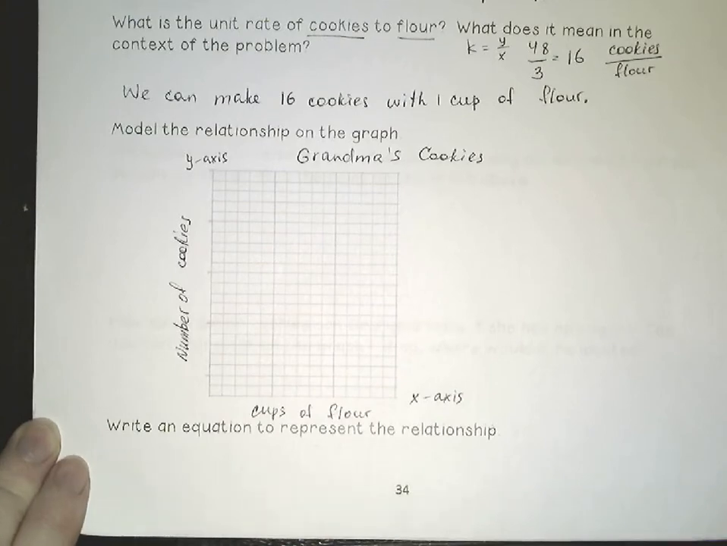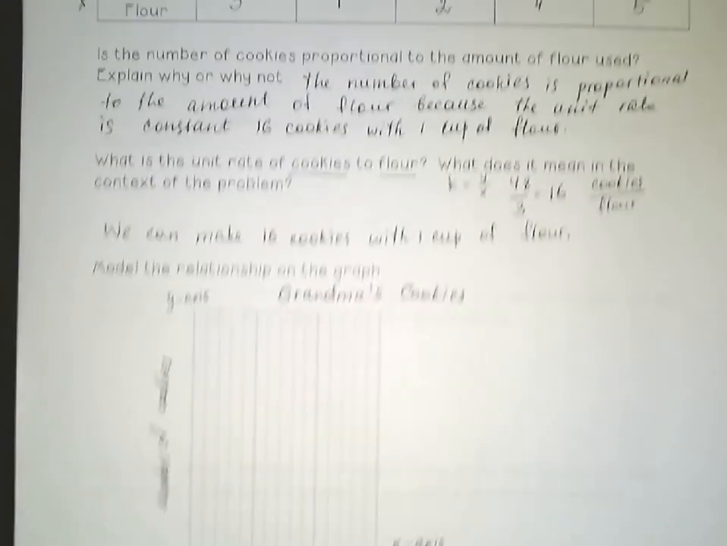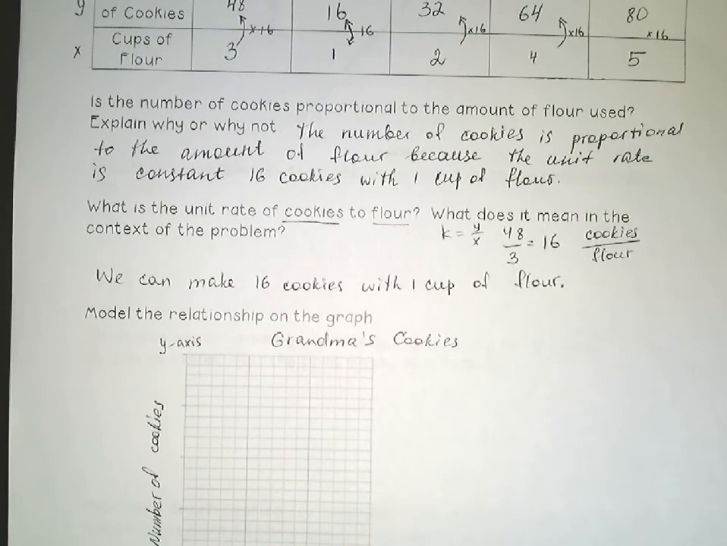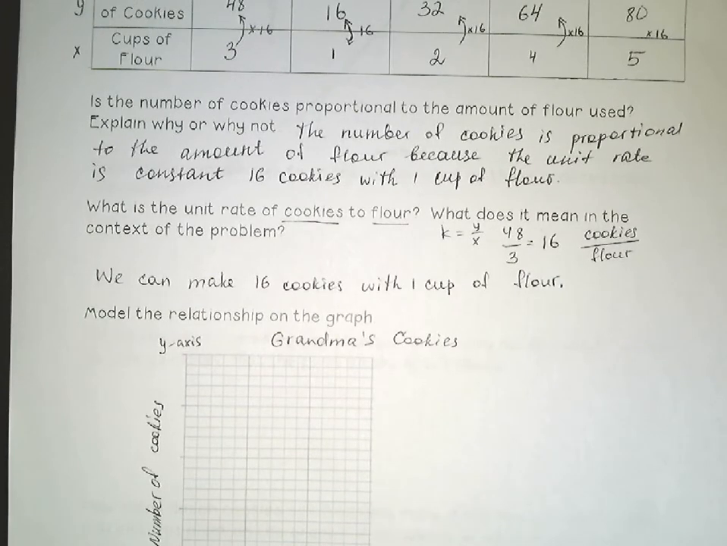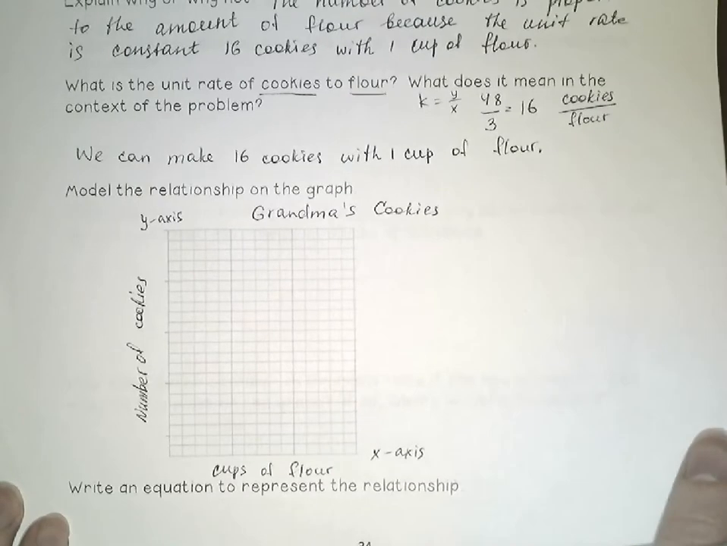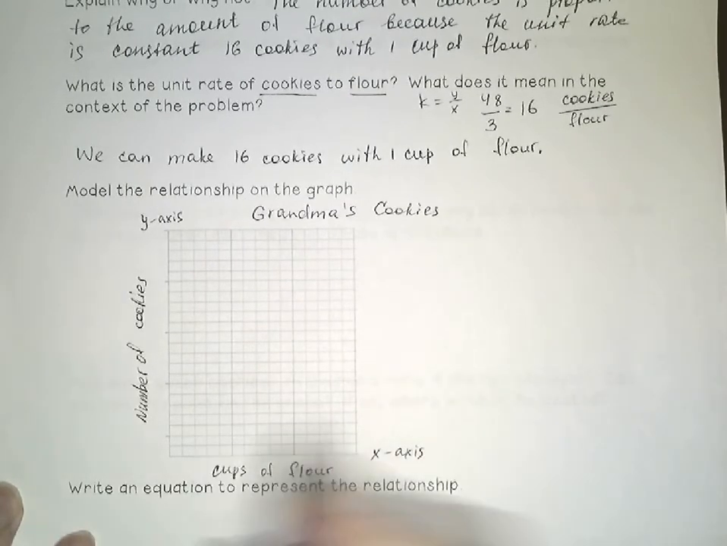And all we need to do now is to graph this table that we had at the beginning onto the coordinate plane. Since we are working with high numbers, 48, 16, 32, 64, 80, I would count probably by 20, no, by 10, maybe even by 5. Let's make it 5. And cups of flour by 1.